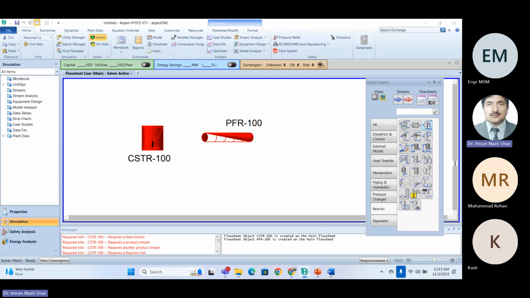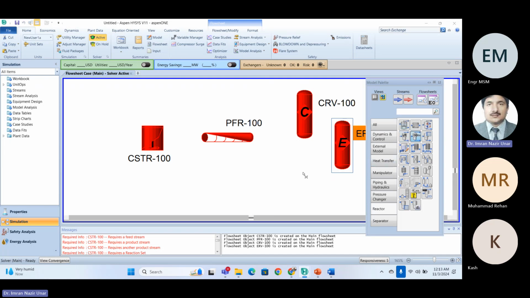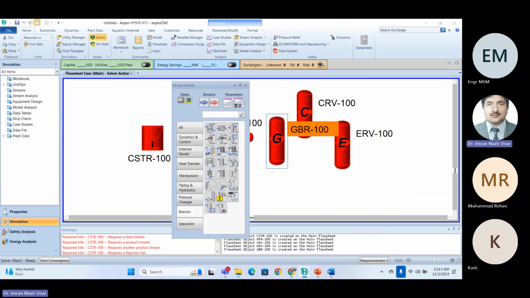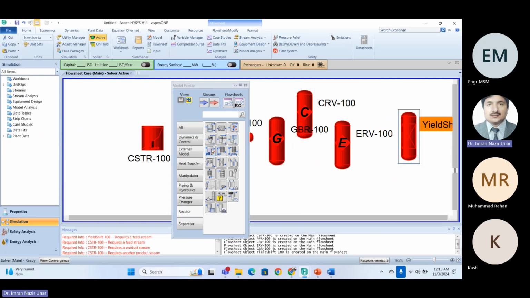And now the rest of the reactors share a similar kind of thing. Like this is our conversion reactor. This is our equilibrium reactor. This is our Gibbs reactor, and this is our yield reactor, yield shift reactor, and some other advanced things, even never utilized by myself. So when versions enhance, you will find some new options, but these are the basic things.